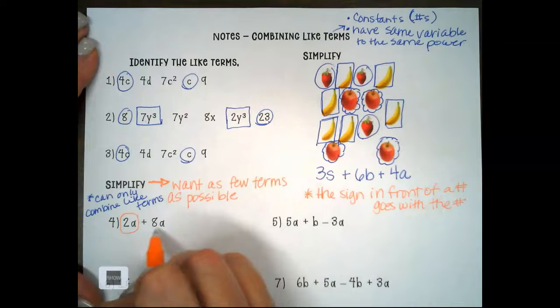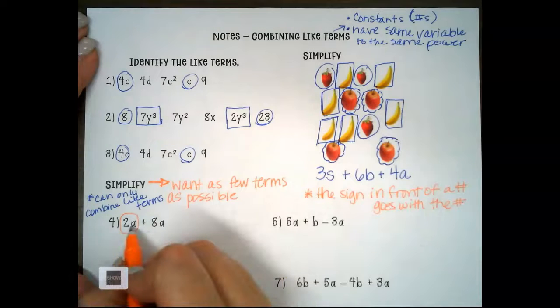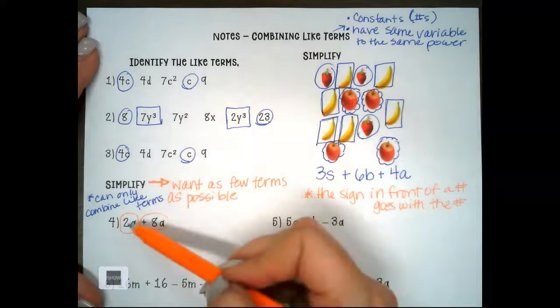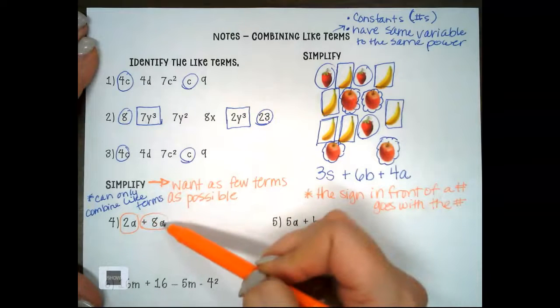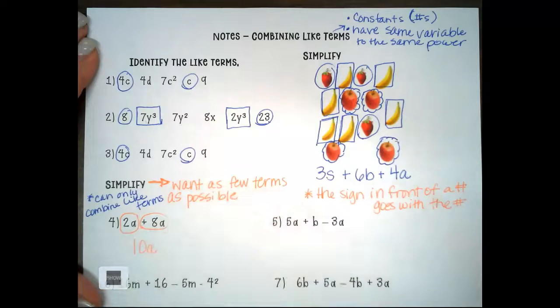Okay? When I am going to circle this term, which would be the second part of my problem, I need to circle the sign in front of it to let me know whether or not I need to add or subtract. So we're going to do 2A plus 8A. So think of it like this. I have 2 apples. I'm adding 8 apples. So that takes me to 10 apples.